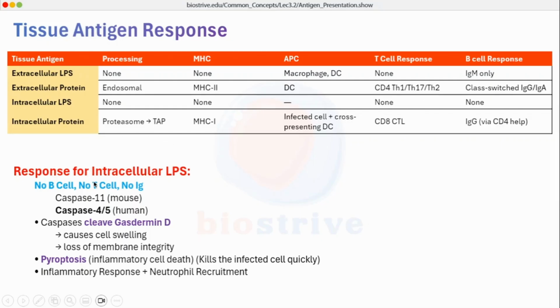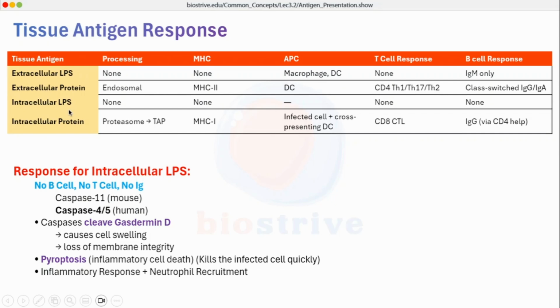If the nature of the antigen is intracellular LPS, there will be initiation of pyroptosis, and this is through gasdermin D, which is activated by caspase 4 and 5. So there will be a massive inflammatory response, and the cells seen in this case are recruited neutrophils. There will be a lot of neutrophil recruitment in this case. So that's about the extracellular and intracellular lipopolysaccharides.